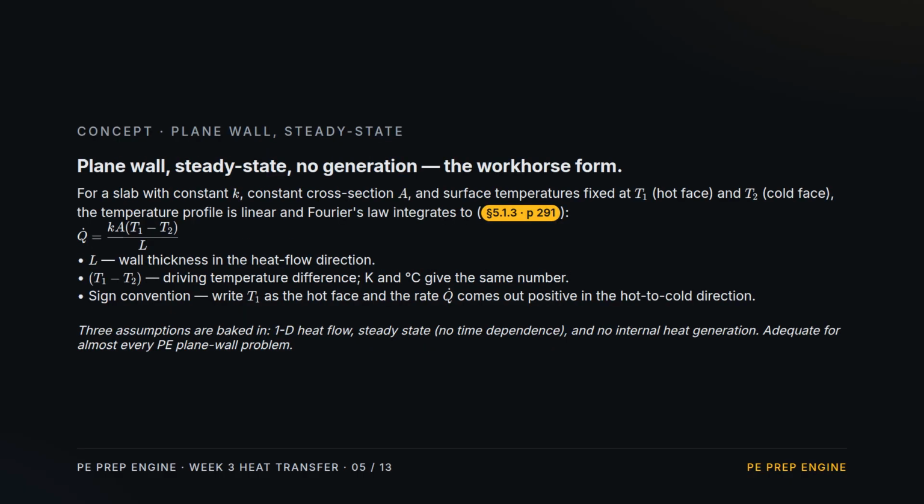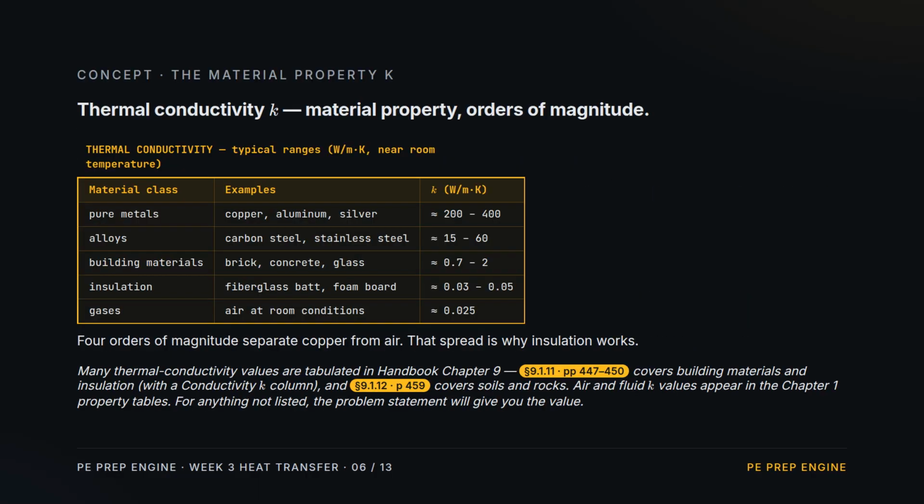For a flat slab with constant K and fixed surface temperatures, Fourier's law integrates to a clean closed form. Q dot equals K A delta T over L, where L is the wall thickness. Three assumptions are baked in: one-dimensional flow, steady state, no internal heat generation, adequate for almost every plane wall problem on the PE. Thermal conductivity is a material property.